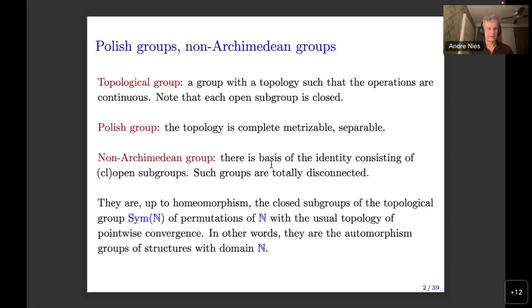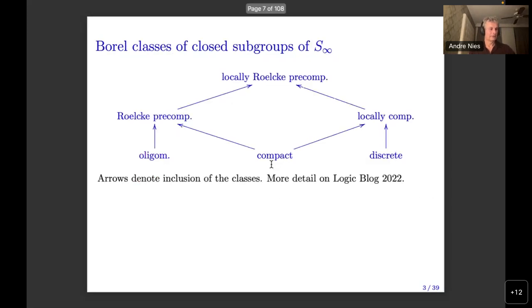Okay, now there's been a program to understand Borel classes of closed subgroups of S infinity, or Sym(N), sorry, I used two notations here. So this is the other notation for the permutations on the natural numbers. And here's the list, or diagram, of some classes where the arrows simply denote inclusions.